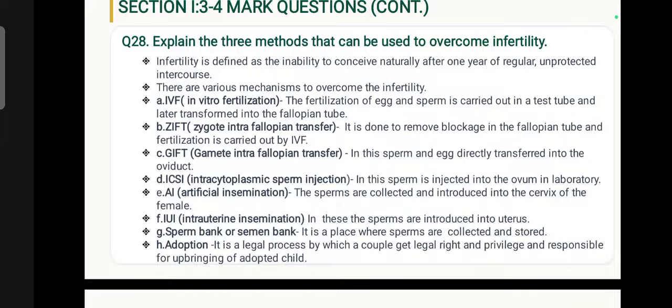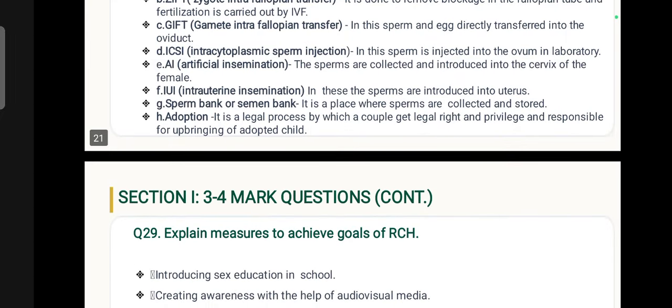Sperm bank or semen bank. It is a place where sperms are collected and stored. Adoption, it is a legal process by which a couple gets the right and privilege of bringing up the adopted child.